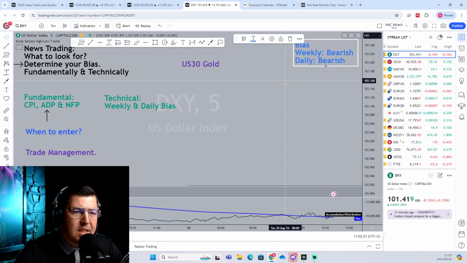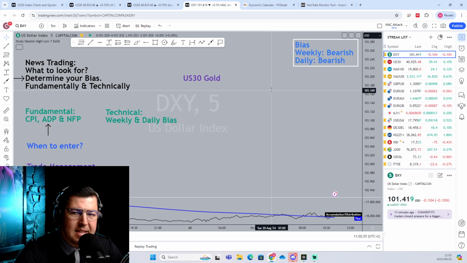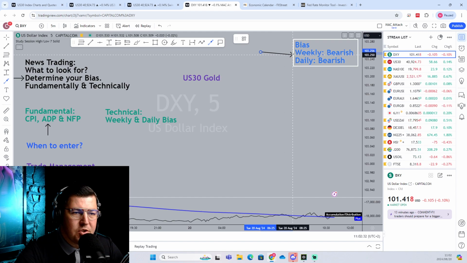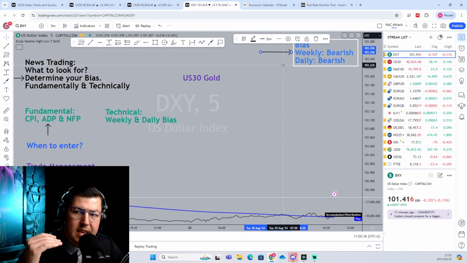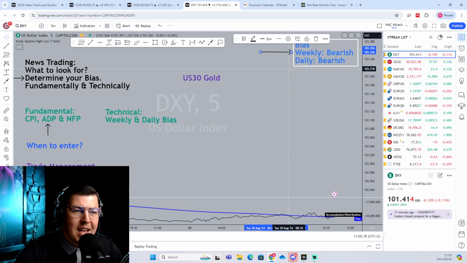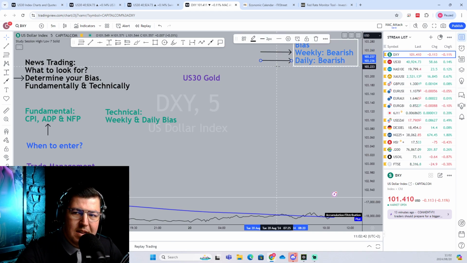But the other thing for me is if fundamentally something is telling me that, let's say, for instance, gold is going to buy, then I want to make sure that technically on the weekly bias, I'm expecting the weekly to extend bullish. And then even on the day of the print, I also want to see that the bias is confirmed on the daily perspective.